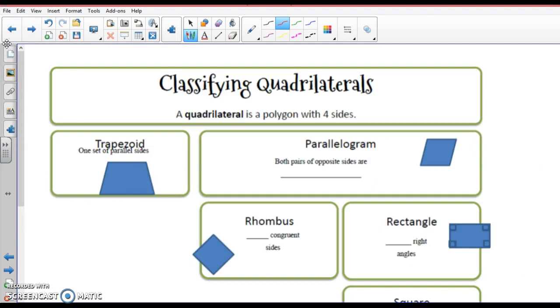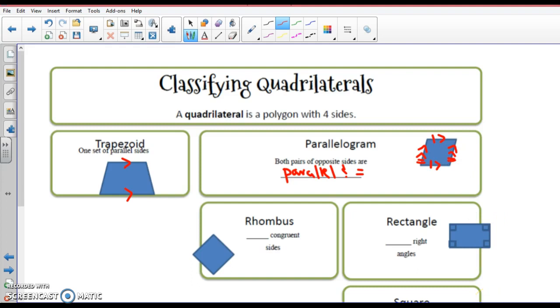All right, we are talking about quadrilaterals. Quadrilaterals have 4 sides. Trapezoid: one pair of parallel sides. These little marks show that the top and bottom are parallel. A parallelogram: both pairs of opposite sides are parallel and equal. So, parallel and equal, parallel and equal.